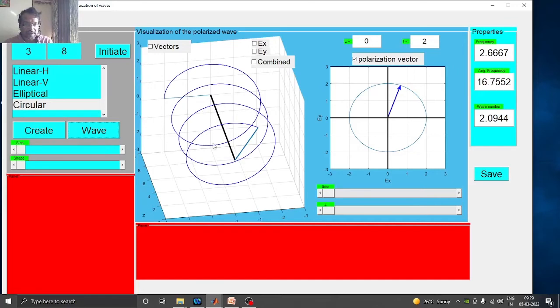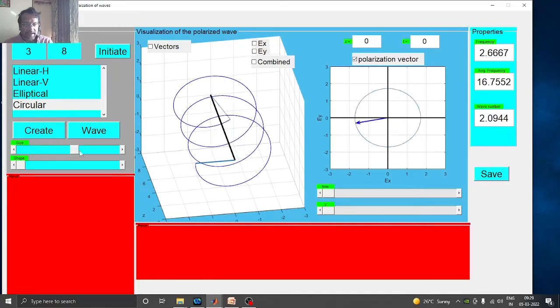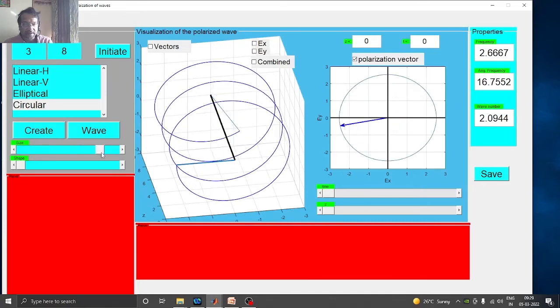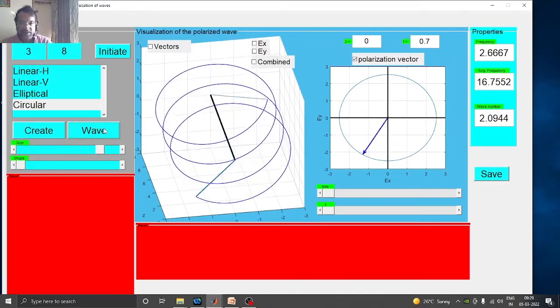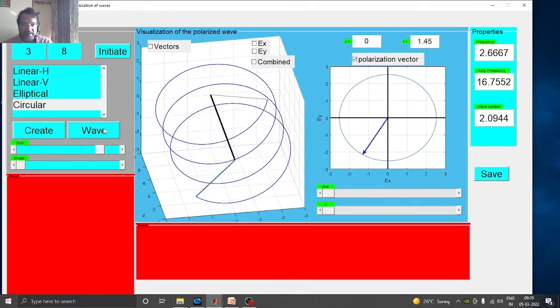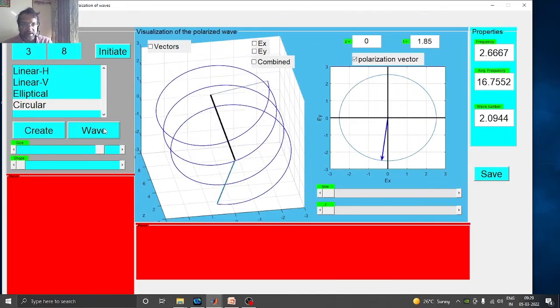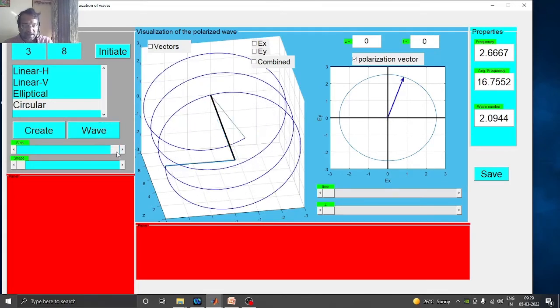Also, the circular polarization can have different sizes. For example, this is smaller. If a hand is holding the one end, then the hand has to move further away. And if it's the electric field, the strength of the electric field is more if the size of the circle is more.